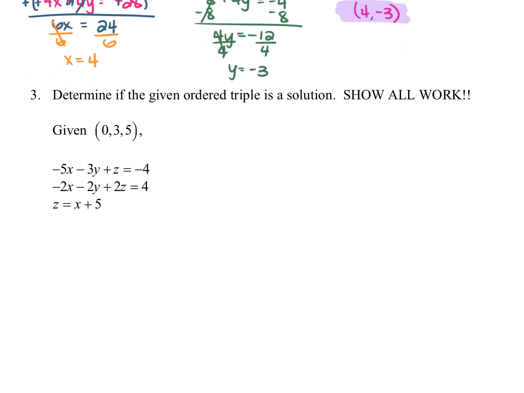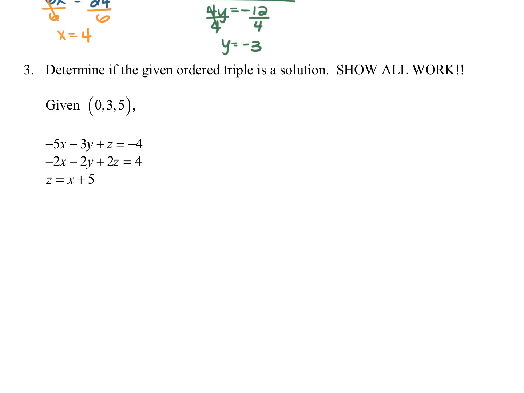Next, we're going to look at determining if the given ordered triple is a solution to the system. This is number 10 on your review. So you're given the ordered triple 0, 3, 5. So your x is the 0, the y is the 3, and the z is 5. And you're given the system -5x minus 3y plus z is equal to -4. -2x minus 2y plus 2z is equal to 4. And z is equal to x plus 5.